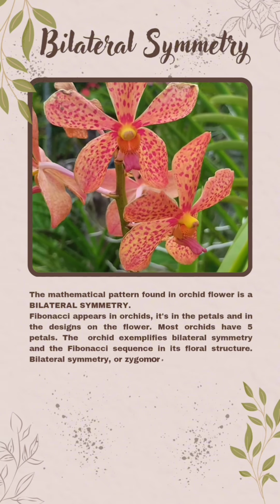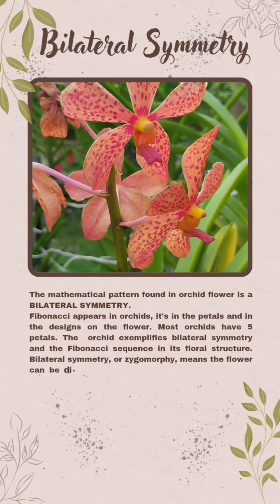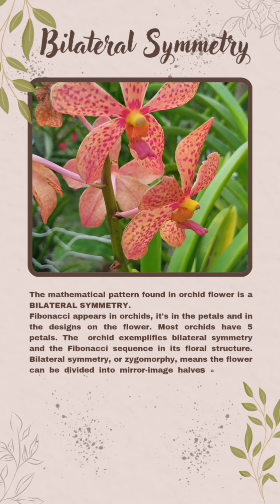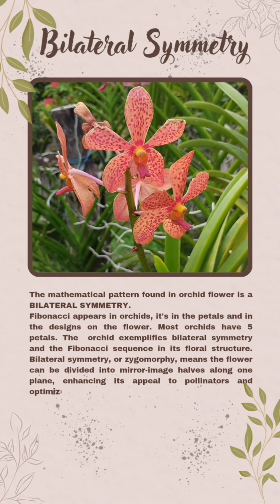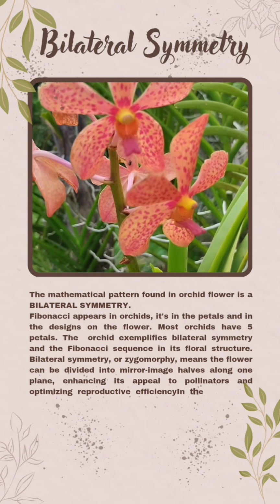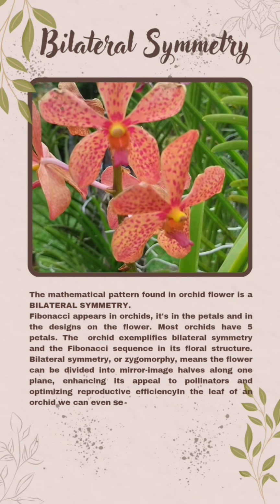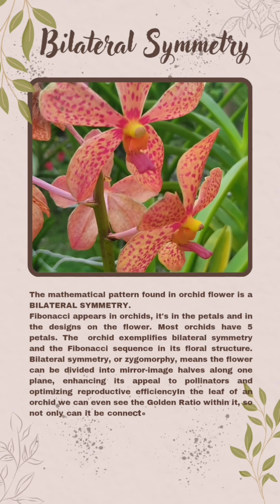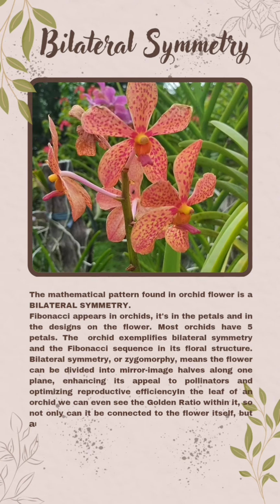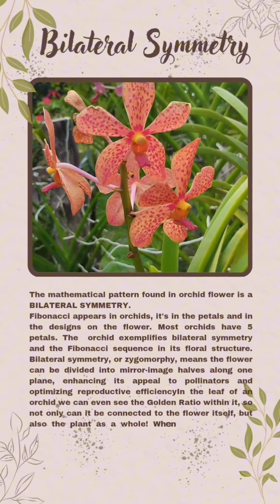Bilateral symmetry, or zygomorphy, means the flower can be divided into mirror image halves along one plane, enhancing its appeal to pollinators and optimizing reproductive efficiency. In the leaf of an orchid, we can see the golden ratio within it, so not only can it be connected to the flower itself, but also the plant as a whole.